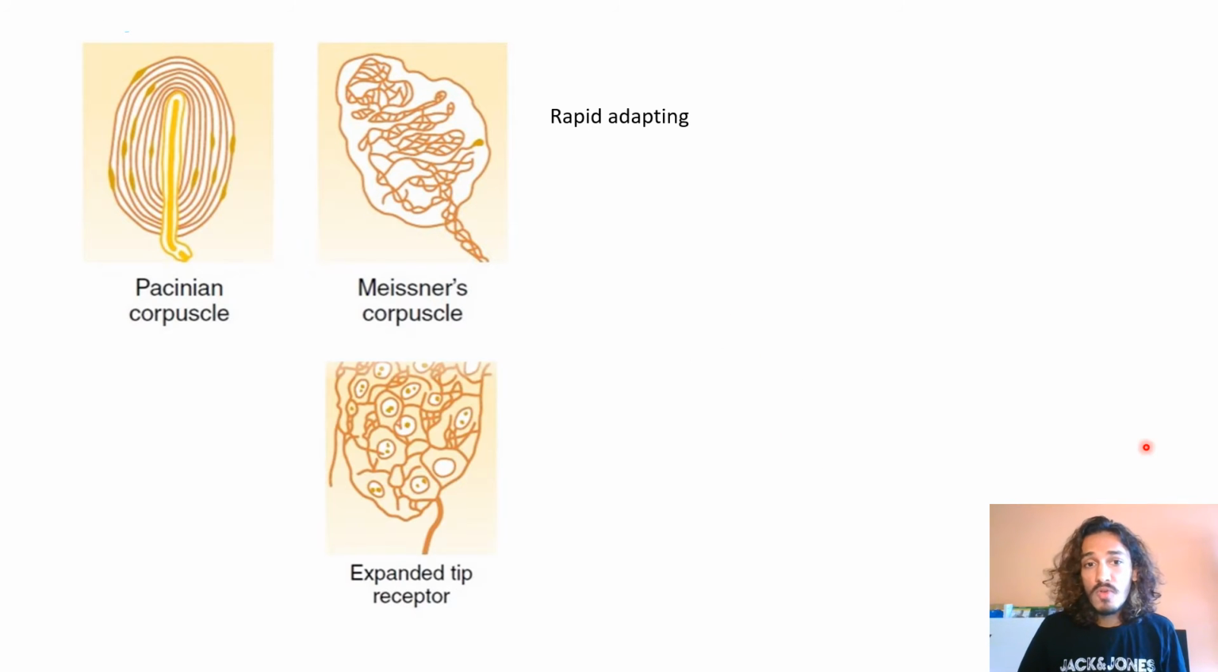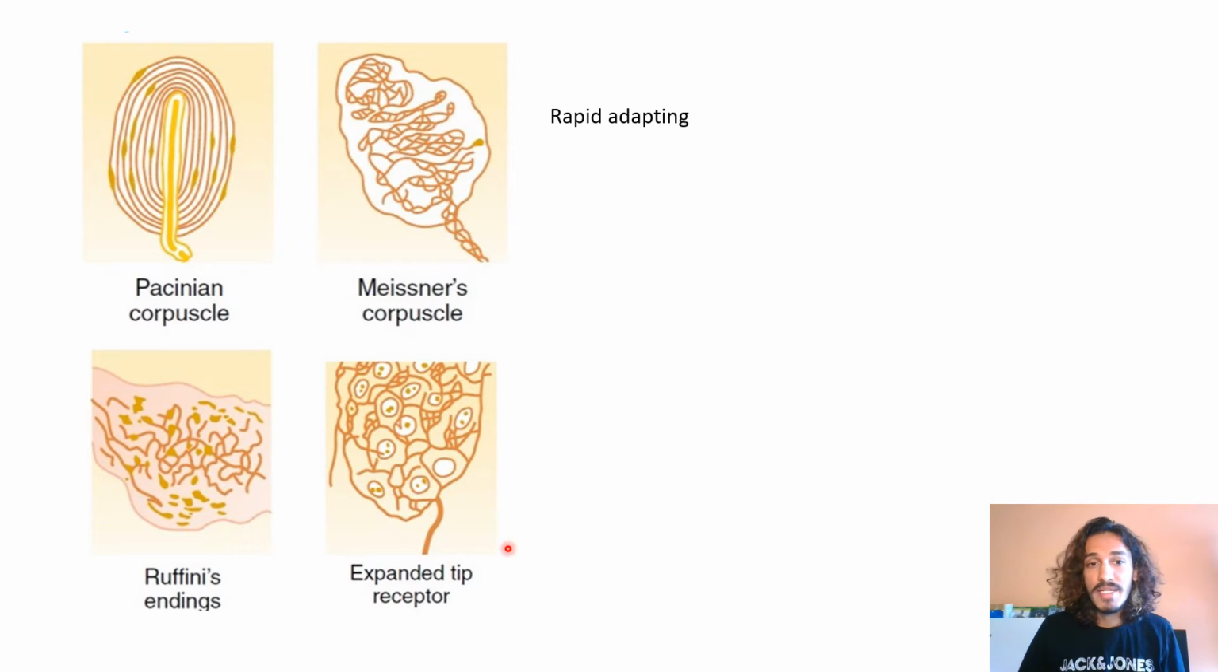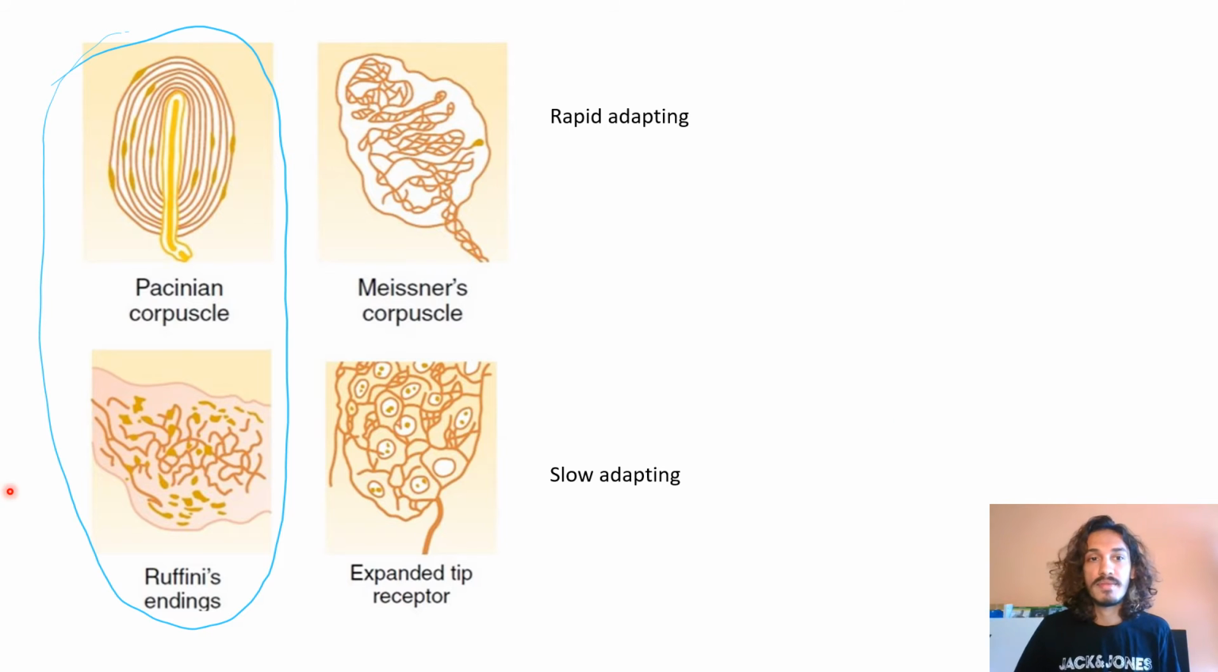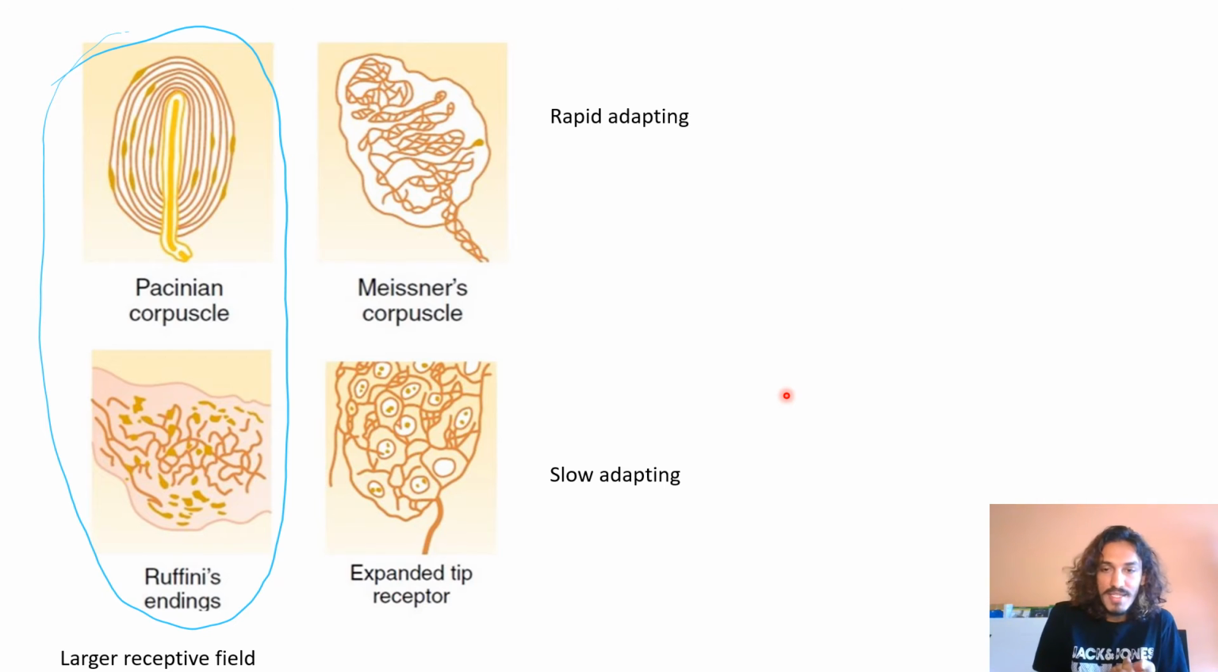Now apart from that we have the expanded tip, the Merkel's disc and the Ruffini's ending which form slow adapting. So Meissner's corpuscle and Pacinian corpuscle, the corpuscles, are rapidly adapting while your Merkel's disc and Ruffini's ending are slow adapting. Now out of these, the Pacinian corpuscle and Ruffini's ending are much deeper in your skin. So these have a larger receptive field. What it means is your one Pacinian corpuscle can detect a larger area. So whether you touch it here or here or here, it's all basically detected by one single Pacinian corpuscle.